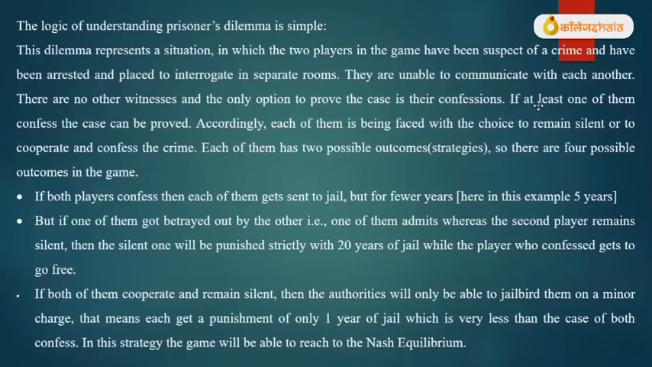Or in the next one, if one of them gets betrayed by the other, that means one of them confesses and the other one remains silent, what will happen? Then the silent one will be punished strictly with 20 years of jail, whereas the player who confessed goes free. That particular person who confesses will not have to be in jail. He or she goes free.